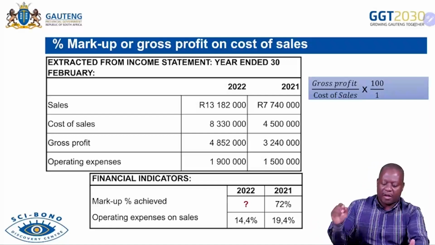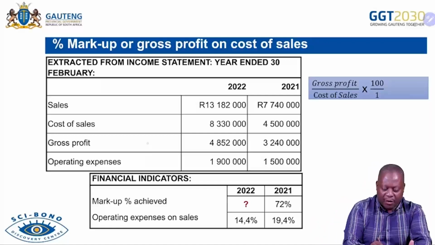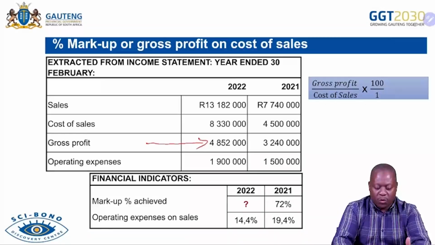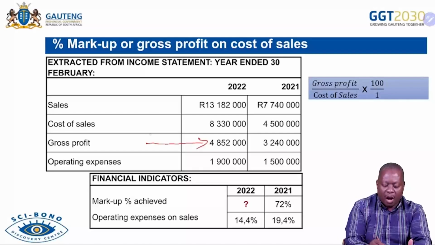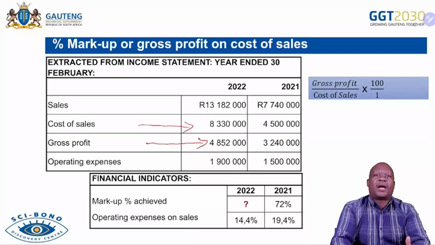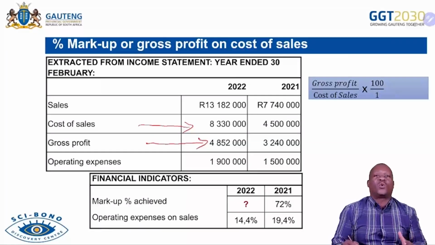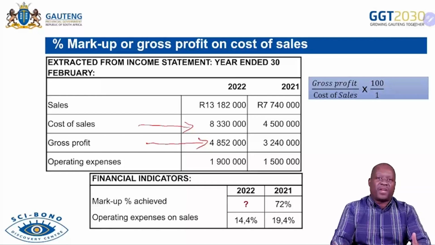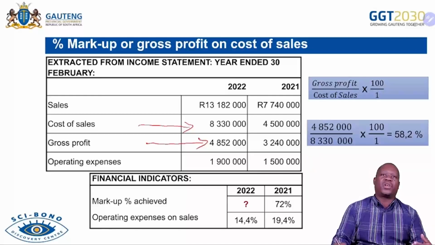So what are we doing here? We are checking how much our gross profit is. There we are, 4,852,000. And then how much is our cost of sales? Here we are, 8,330,000. So it is very important to be able to identify the figures that are required in our formula, because what we are doing is just taking the figures into the formula and life becomes very good for us. So we are going to take these two figures into our calculation.